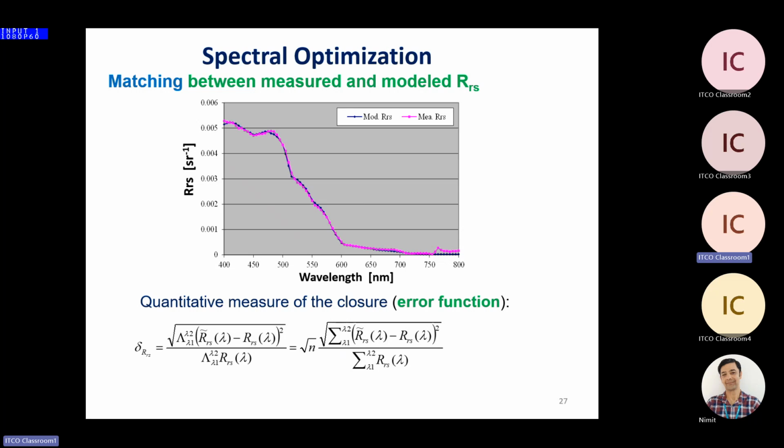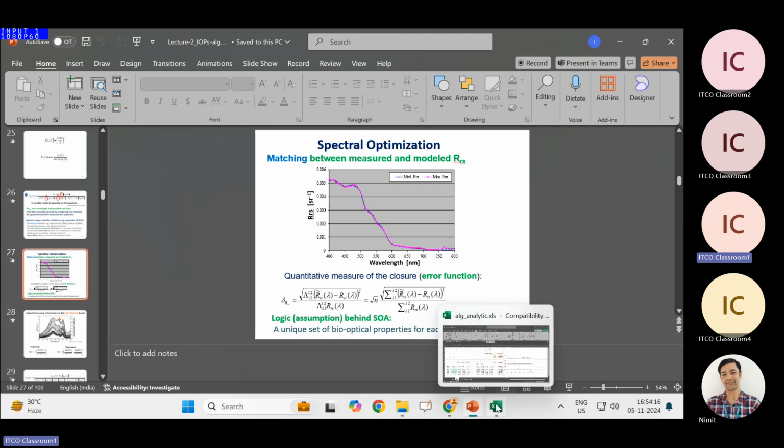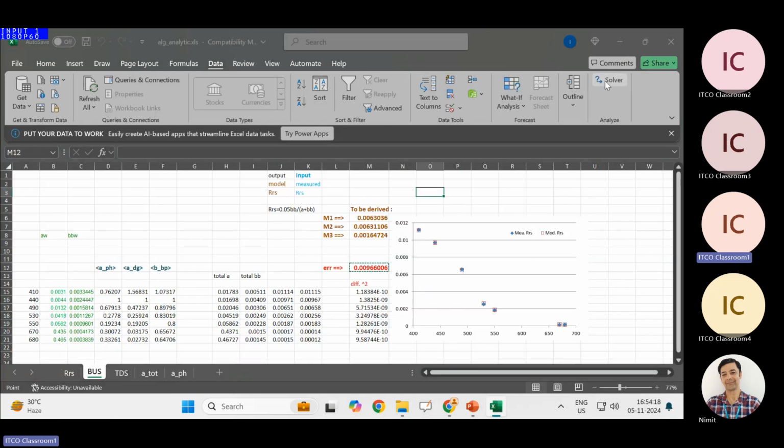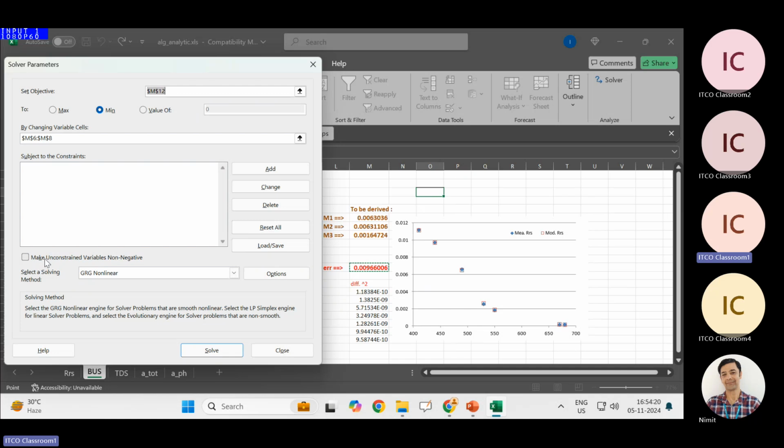Yes, you can add constraints. Yes, you can do that. So let me get back to the Excel file. In Solver, you can make it unconstrained, or here is add constraint, subject to constraint. You can add many, whatever constraints you want. But also you can make it even higher than some values.